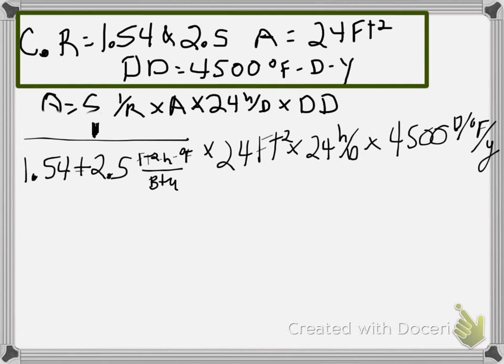Alright, so now I have my 1 divided by the 1.54 plus the 2.5, so it's going to be 4.04 divided into 1 times the 24 times the 24 times the 4,500, and units are going to cross out, so feet squared, hours with hours, degrees Fahrenheit and degrees Fahrenheit, days with days, and I'm left with BTUs in years.